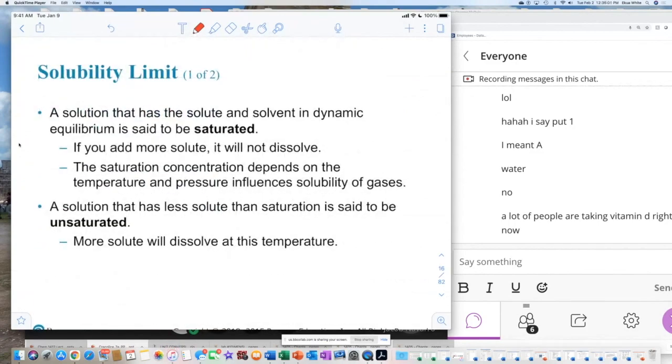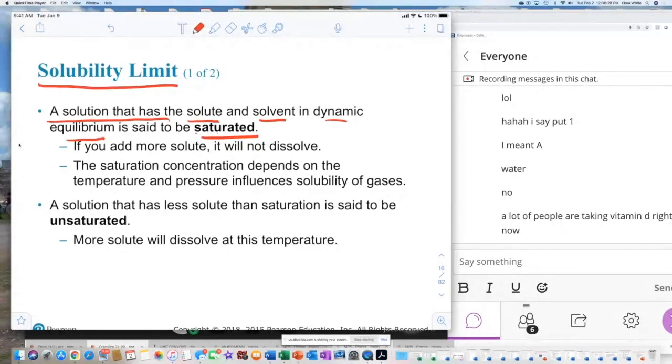I want to talk about solubility limit. Remember we said each solvent can hold so much. There's such a thing as adding too much solute in a solvent when you're trying to form a solution. A solution that has the solute and the solvent in dynamic equilibrium is said to be saturated. So we're learning this new terminology, saturated.